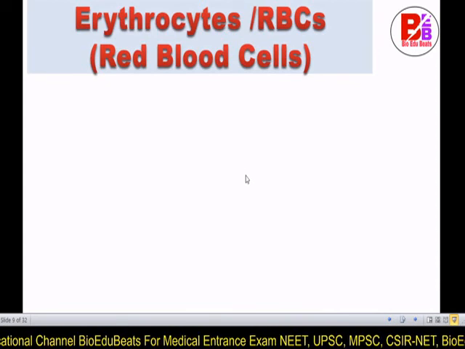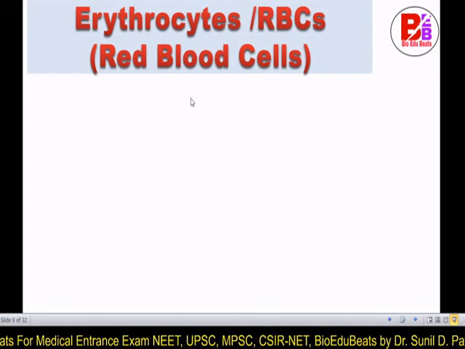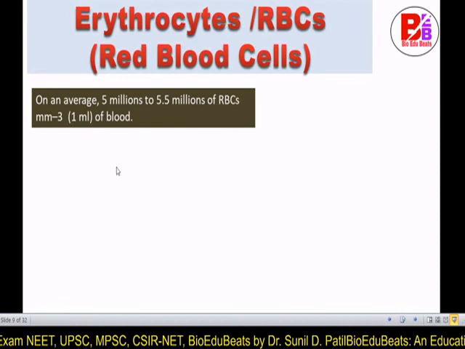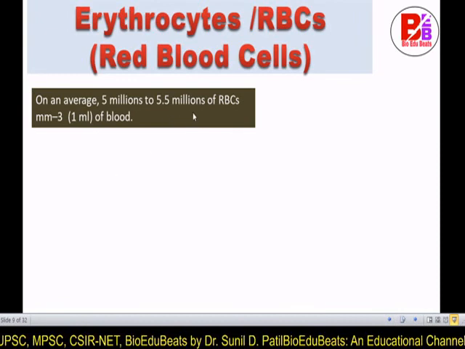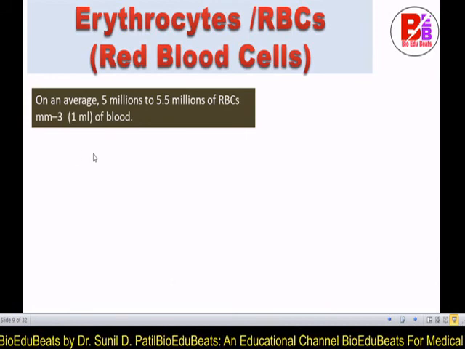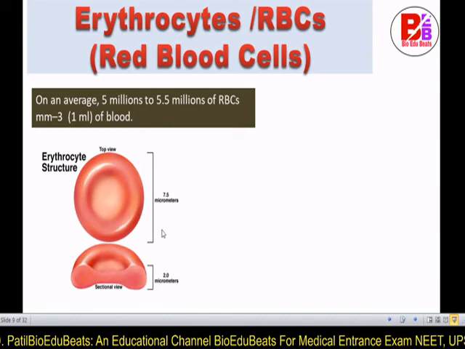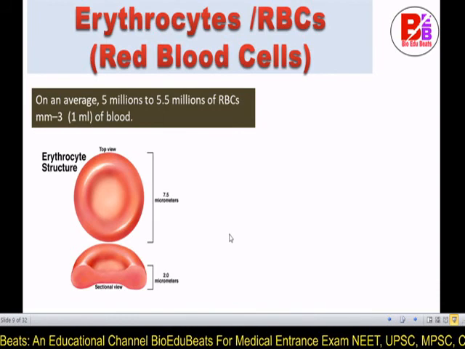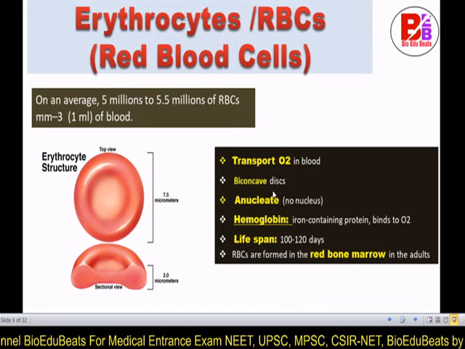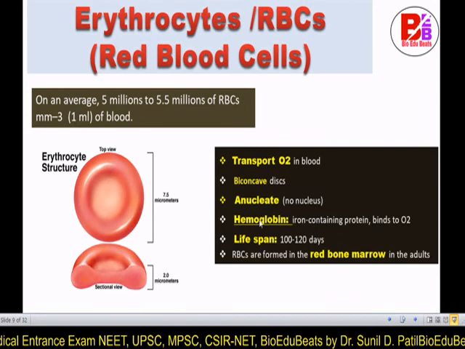So we are here concentrating on the erythrocytes after plasma. Erythrocytes are also called red blood cells or corpuscles. On average there are 5 million to 5.5 million RBCs per cubic millimeter of blood. They are very small, 7.5 micrometer in diameter and 2 micrometer in thickness, and biconcave in structure. Some characteristics: they transport oxygen, are biconcave discs, and mature adult RBCs are anucleated.